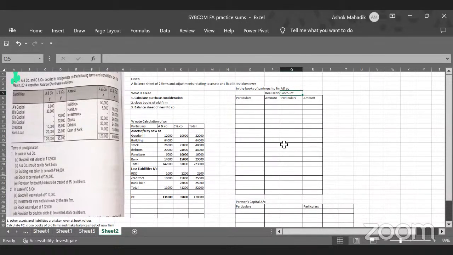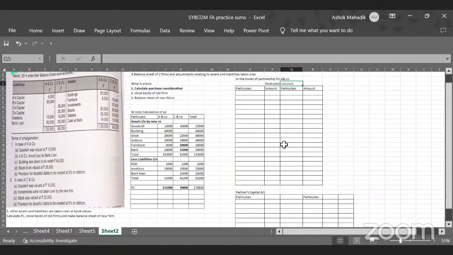Now, while closing books, which accounts do we need to have? We need the realization account, partners capital account, and a new firm account. I'll make a new firm account here only. Very simple procedure.